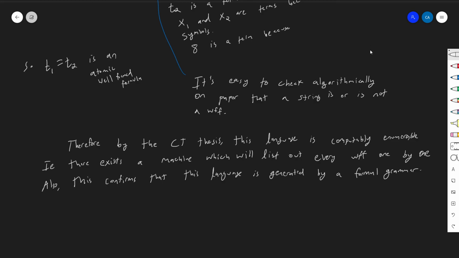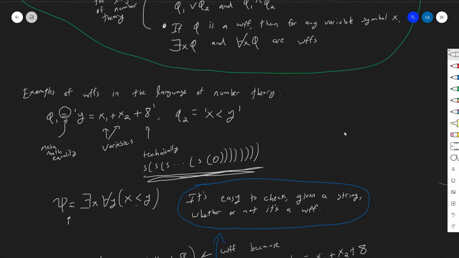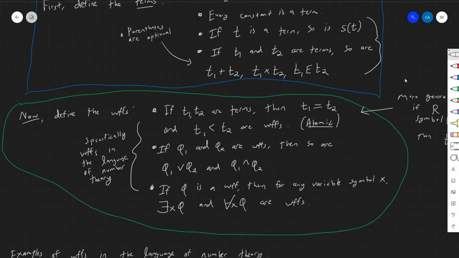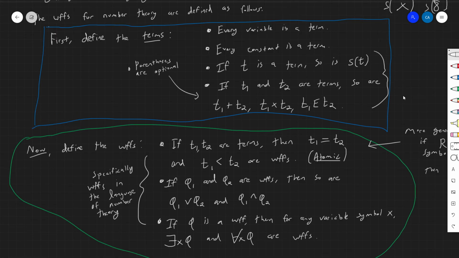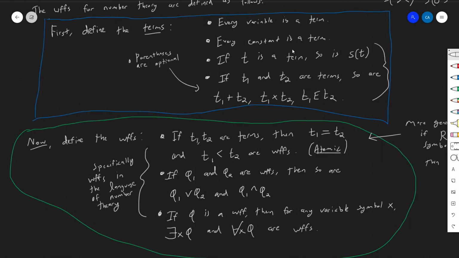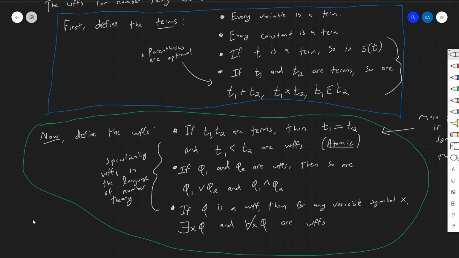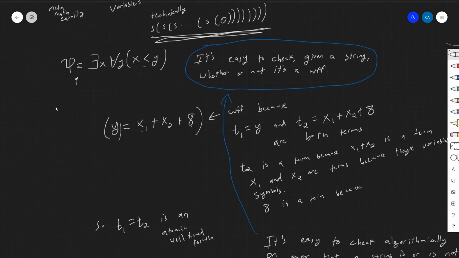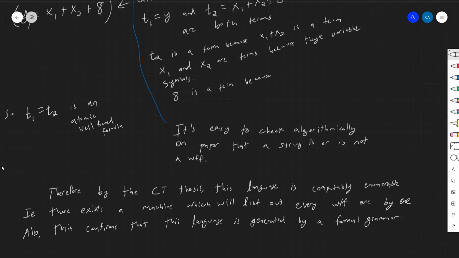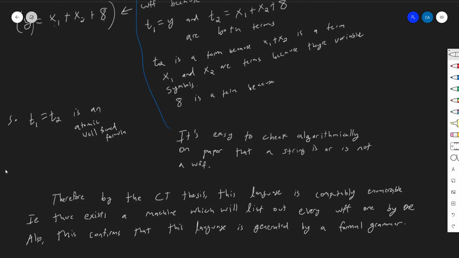And I didn't define these things as formal grammars. It's actually probably harder to do it. This is an inductive definition, but it is a definition that you can use to check if a string is a whiff, and because of that, there's a computer that does it, and because there's a computer that does it, it has to be generated by a formal grammar. So I just proved by the Church-Turing thesis that this is a formal grammar, despite me not defining it that way. So any language of mathematics is generated by a formal grammar. Any language of mathematics is computably enumerable by the Church-Turing thesis. These are all equivalent ways to say the same thing.